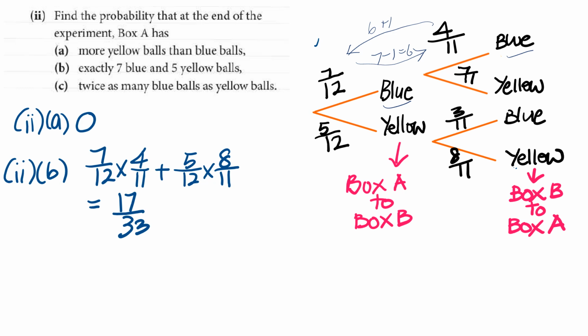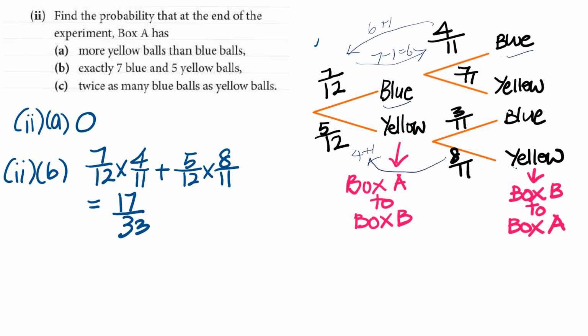The same explanation goes for the yellow. If you take 1 yellow from box A, you're left with 4. And where did the yellow go to? Box B. So to get back your yellow, you must get from the yellow branch.